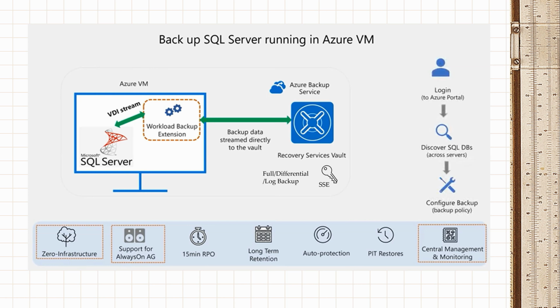At the scheduled time, the coordinator communicates with the plugin and it starts streaming the backup data from SQL Server using VDI streaming. The plugin sends the data directly to the recovery service vault, thus eliminating the need of a staging location. The data is encrypted and stored on Azure Backup Service in storage accounts. When the data transfer is complete, the coordinator confirms and commits with the backup service.